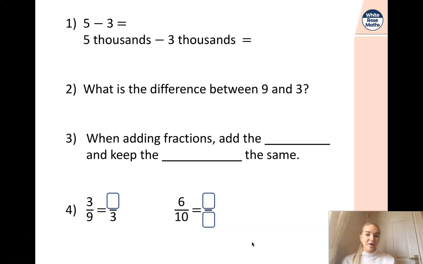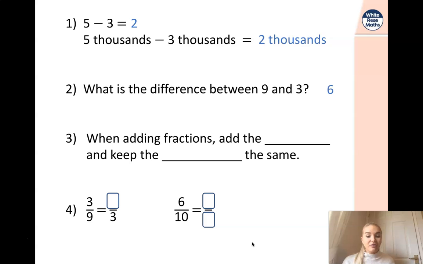5 subtract 3 is 2, in the same way that 5,000 subtract 3,000 gives us 2,000. What is the difference between 9 and 3? Well, to get to 9 from 3, you need to add 6, so the difference is 6.